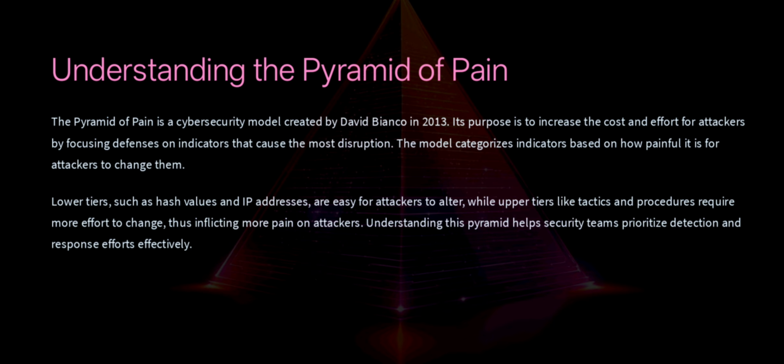The pyramid of pain can also serve as a maturity model. Organizations at the lower end of the maturity spectrum often rely heavily on signature-based detection and IOC feeds. As they evolve, they begin to invest in behavioral analytics, adversary emulation, red teaming, and threat hunting. Each of these steps reflects a move up the pyramid toward strategies that inflict meaningful costs on attackers.